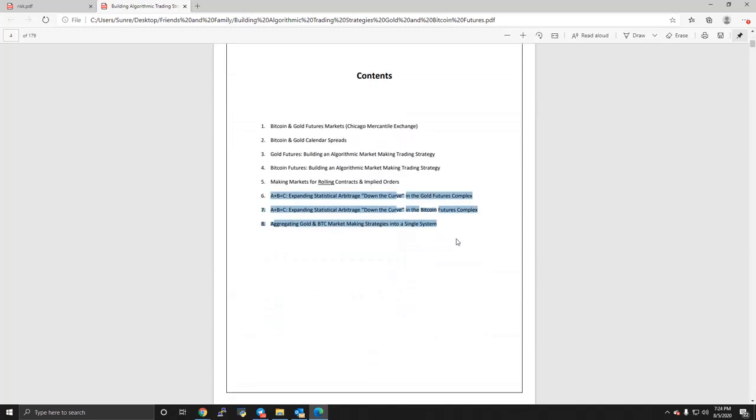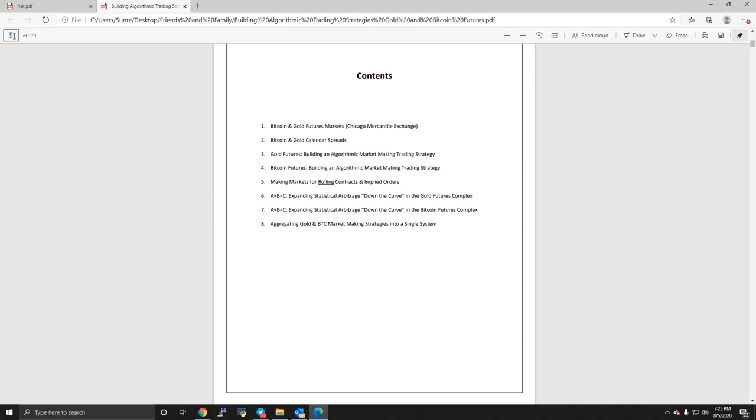So we're going to be focusing on the second half here, and you see chapter 6 is A plus B equals C, expanding statistical arbitrage down the curve in the gold futures complex. And we have the same thing for chapter 7, except we are taking a peek at Bitcoin. And then chapter 8 aggregates both strategies that we discuss in chapter 6 and chapter 7 and explores how to work those strategies simultaneously.